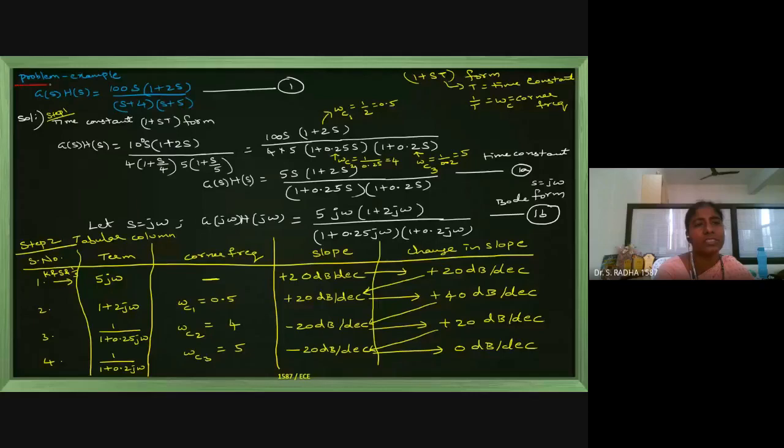This is our first example. In our question, we have open loop gain K value equal to 5. After all the simplifications, K value equal to 5. Open loop gain K value equal to 5.